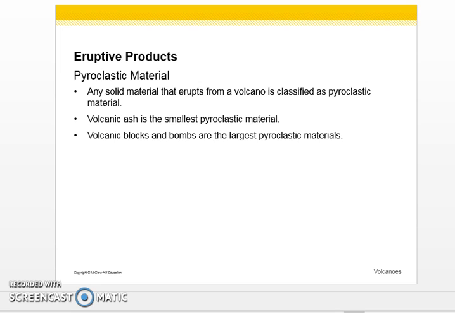Another type of eruptive product is pyroclastic material. Any solid material that erupts from a volcano is classified as pyroclastic material. For example, volcanic ash is the smallest pyroclastic material. Volcanic blocks and bombs are the largest pyroclastic material.